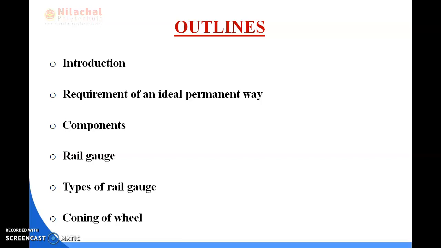These are your outlines. Basically, the second chapter, Permanent Way. In this chapter, we are looking at the introduction of permanent way, the requirements of an ideal permanent way, the components of permanent way, and what rail gauge is and what its types are. Next is coning of the wheel. In this chapter, we will discuss these one by one.